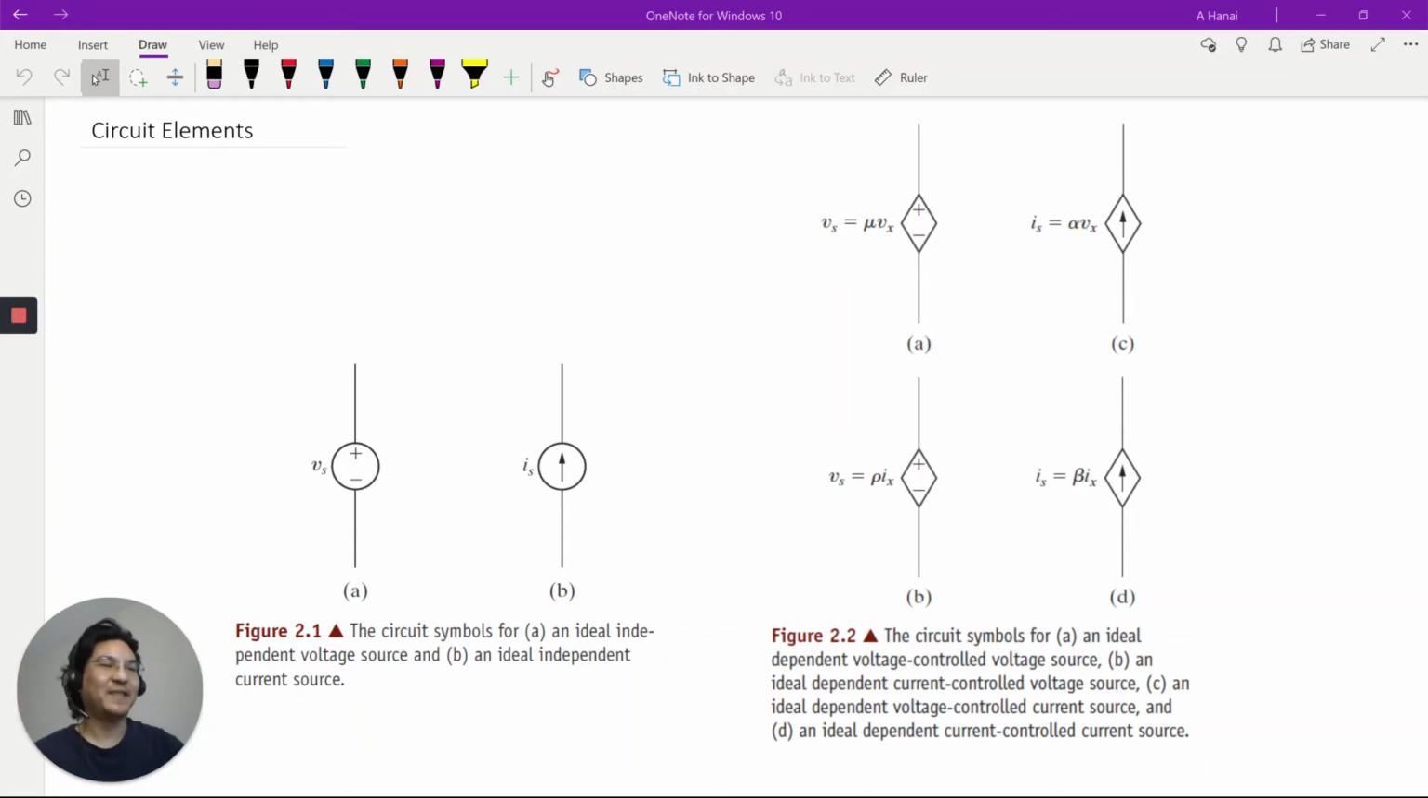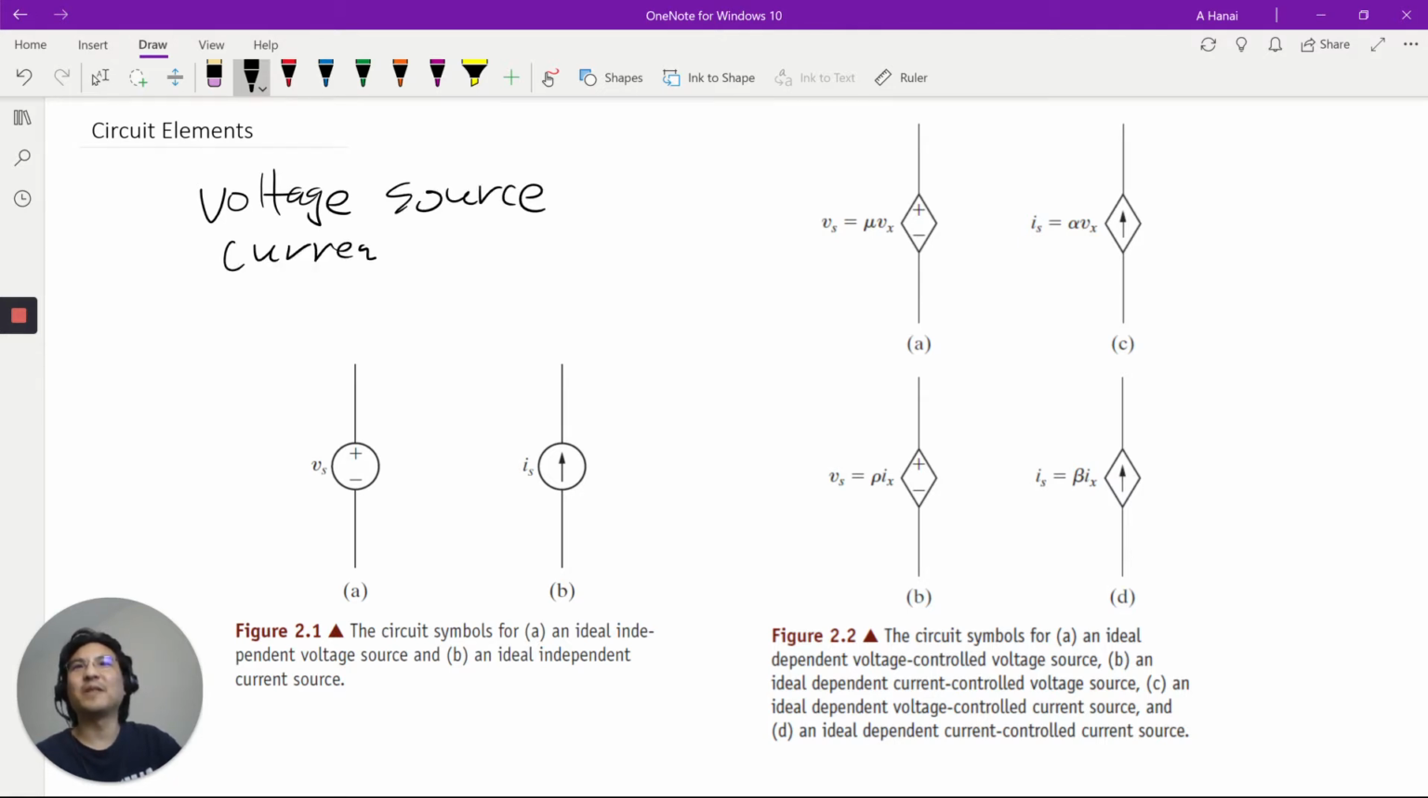Everybody. In this video we're going to be talking about circuit elements. So there will be voltage source, current source, and resistor. Later in the course we'll bring in inductors and capacitors.